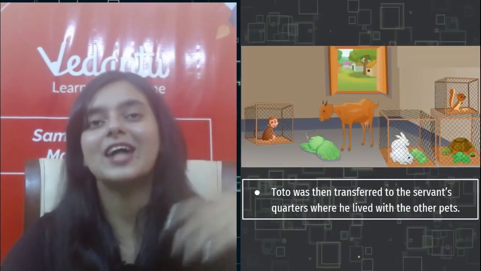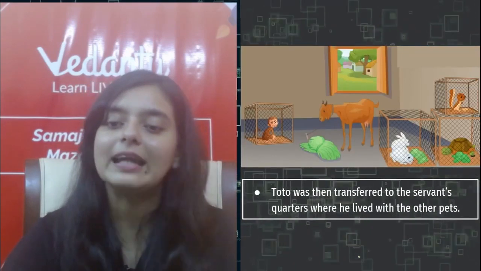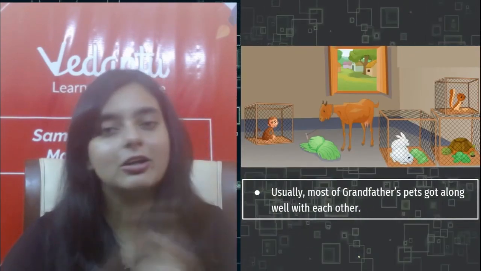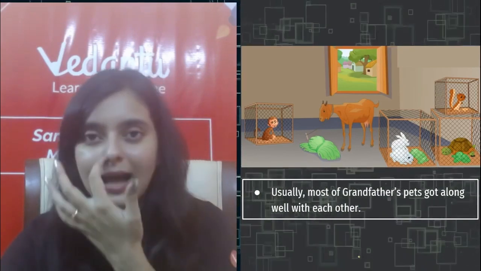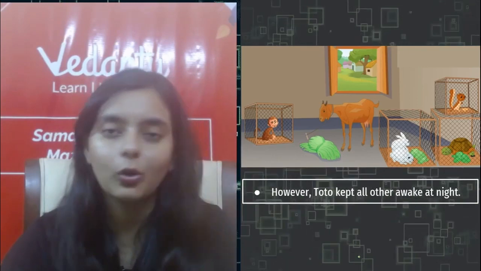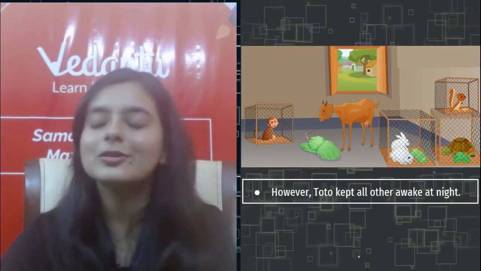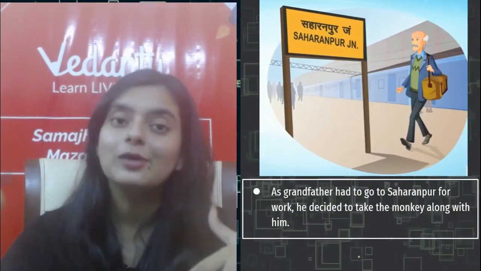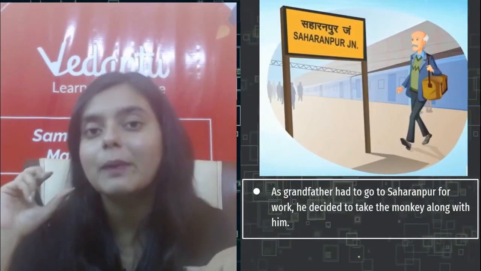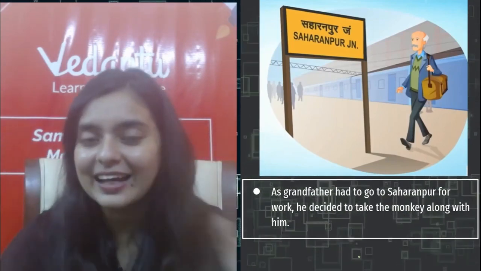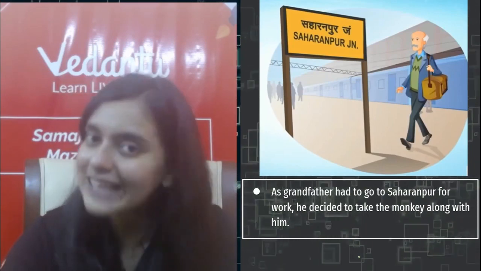And then he was transferred to the servant's quarter where he lived with other pets. But of course, he did not get along well with the other animals. Usually the other animals used to get along with each other, but no, not Toto. Toto used to keep all the animals awake at night, and what did he do with the donkey? He used to climb up to the donkey and bite his ears, filled with mischief.